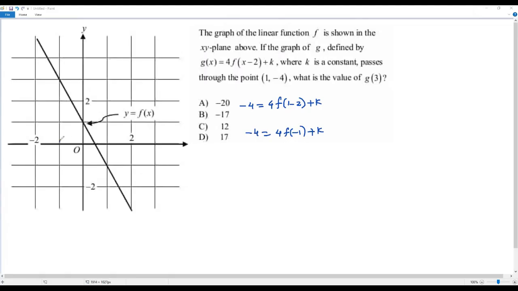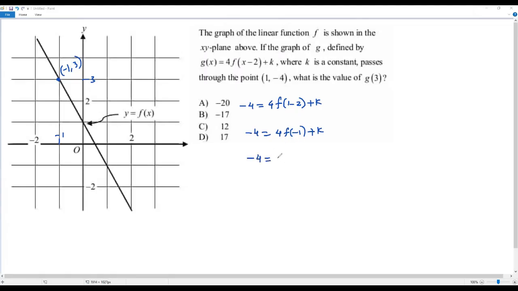Okay, here we have the value -1 on the x-axis. Corresponding to this value -1 on the x-axis, the value on the y-axis is 3. That is, the point is (-1, 3). On the graph of y equals f of x, when x equals -1, y equals 3. So this 3 is the value of f of -1. Okay, let me plug in 3 for f of -1.